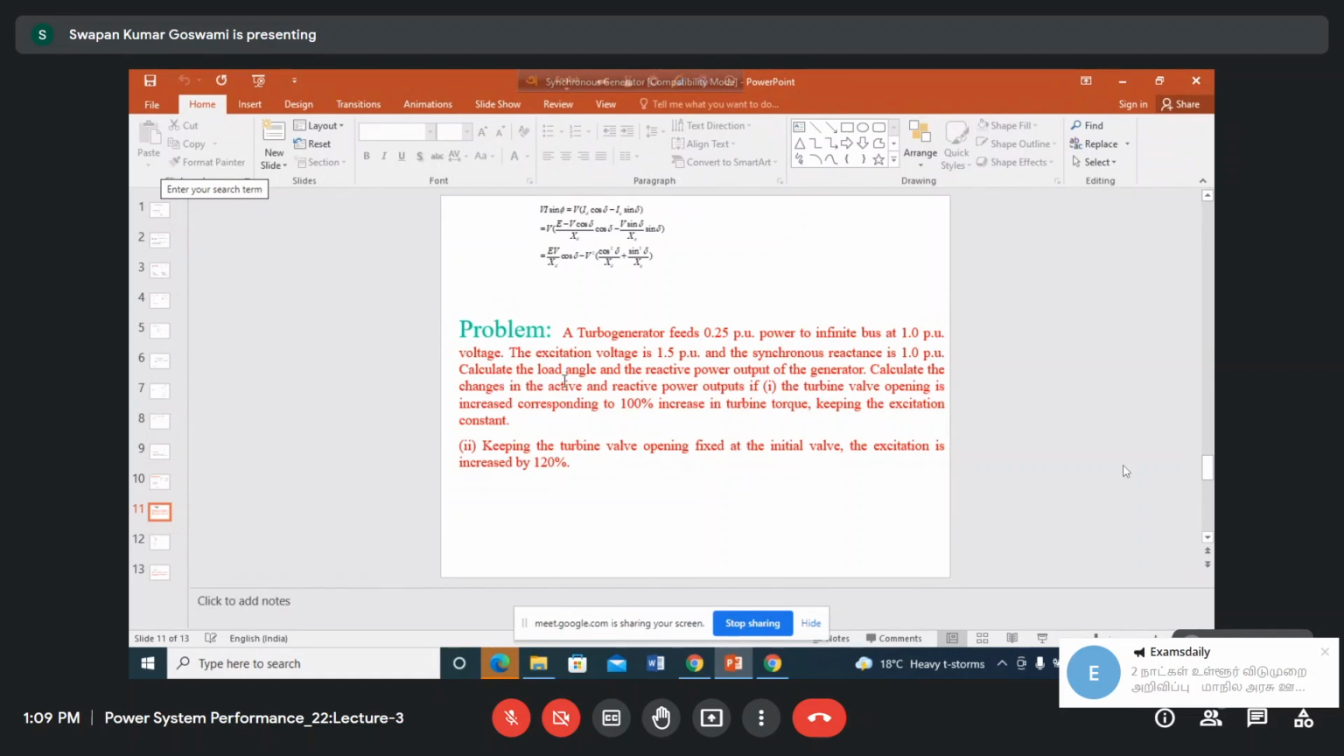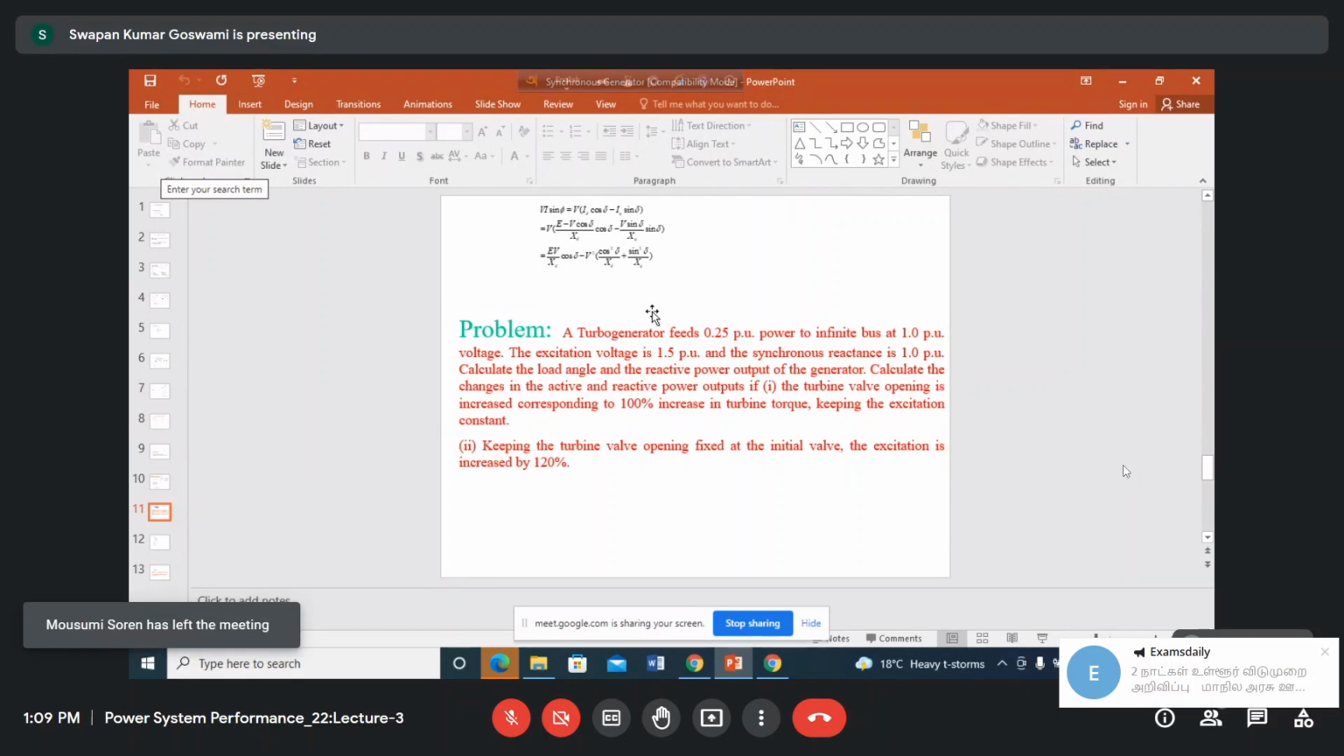You have to calculate the load angle. Load angle means power angle, delta, and the reactive power output of the generator. Active power output is given, it is 0.25 per unit. You have to calculate the reactive power. So you have to calculate the value of delta. You know the value of EF, you know the value of Vt. Xs is given. So you calculate delta, you can calculate EF cosine delta minus Vt.